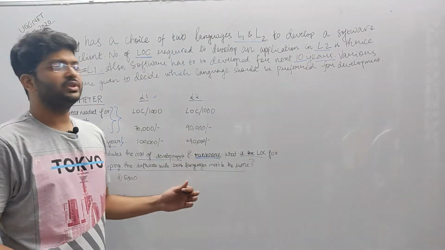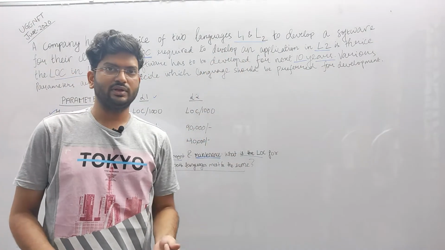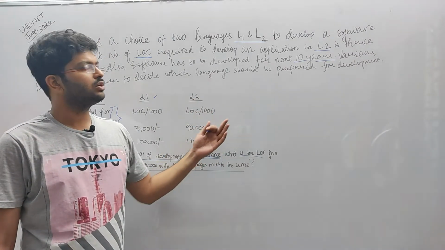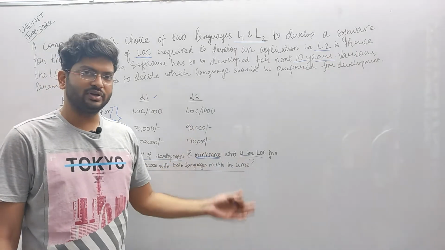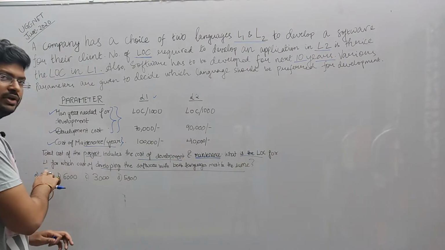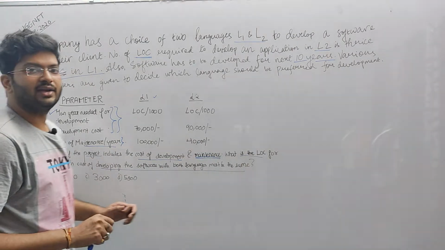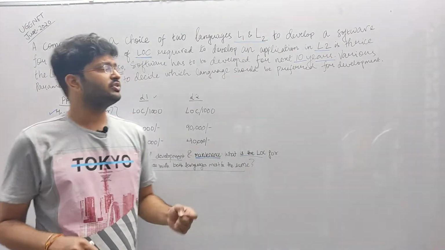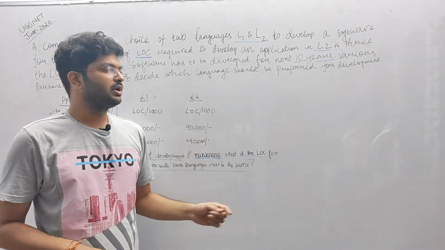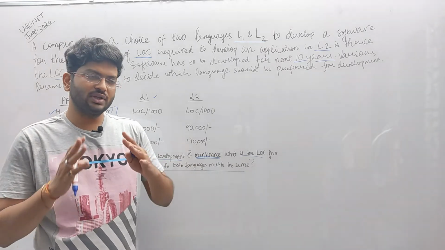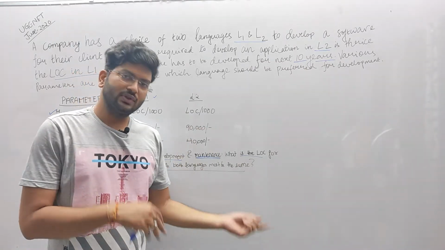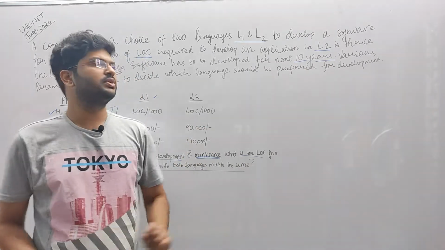They are saying there are two programming languages L1 and L2. They are basically asking what is the lines of code needed for L1, that is by using the language L1. What is the line of code needed for language L1 for which the development cost using both the languages should be the same? So we have to choose the lines of code of L1 in such a way that the development cost using the language L1 as well as the language L2 should be the same.